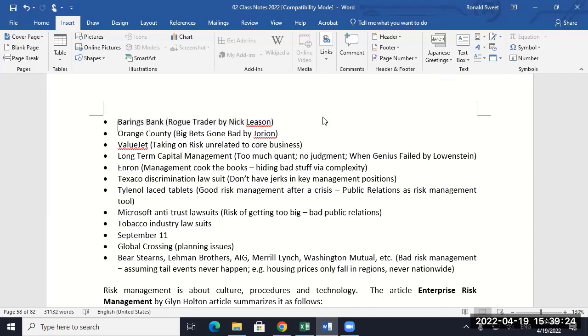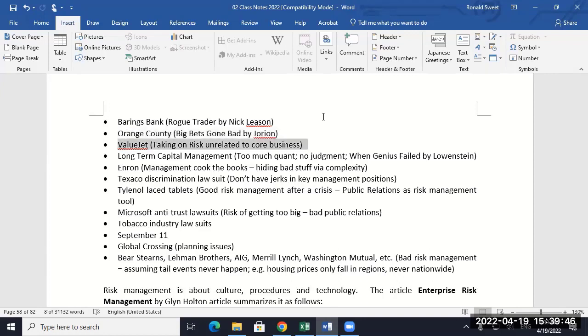Orange County, the wealthiest county in the United States. If it had been a country, it would have been one of the wealthiest countries in the world. One guy, Robert Citron, brought this entire county down.